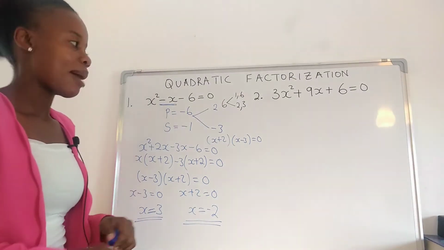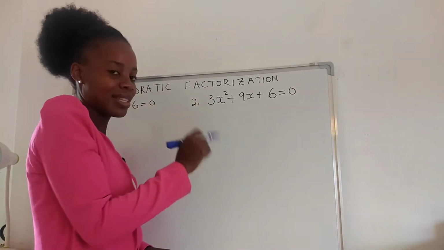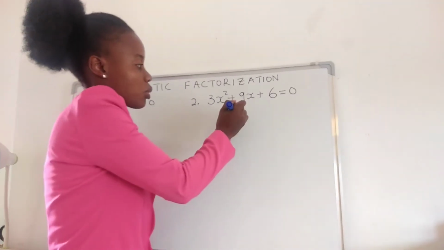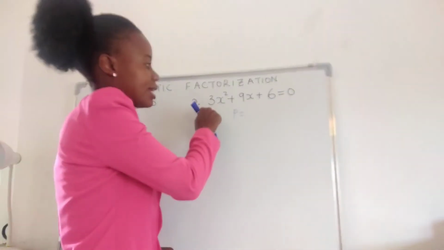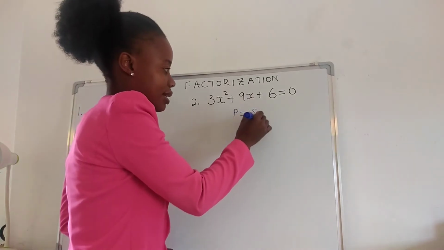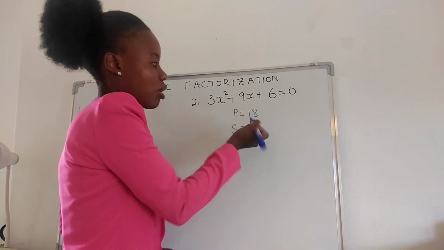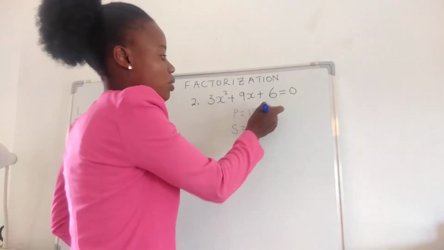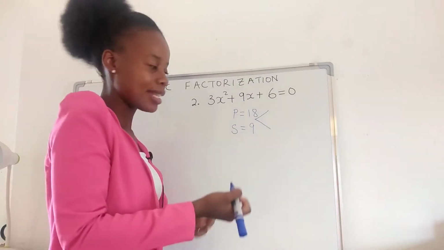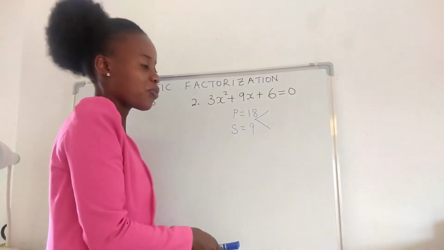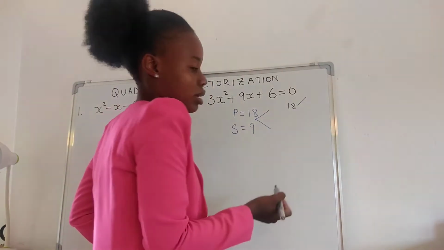Now let's get to number 2. Number 2, we have 3x squared plus 9x plus 6 equals to 0. So the product is 18 because 3 times 6 is 18, and then the sum is 9, the coefficient of x. So we're going to find two numbers. When we multiply them, they give us 18. When we add them, they give us 9. To find those numbers, you just look for factors of 18, right?